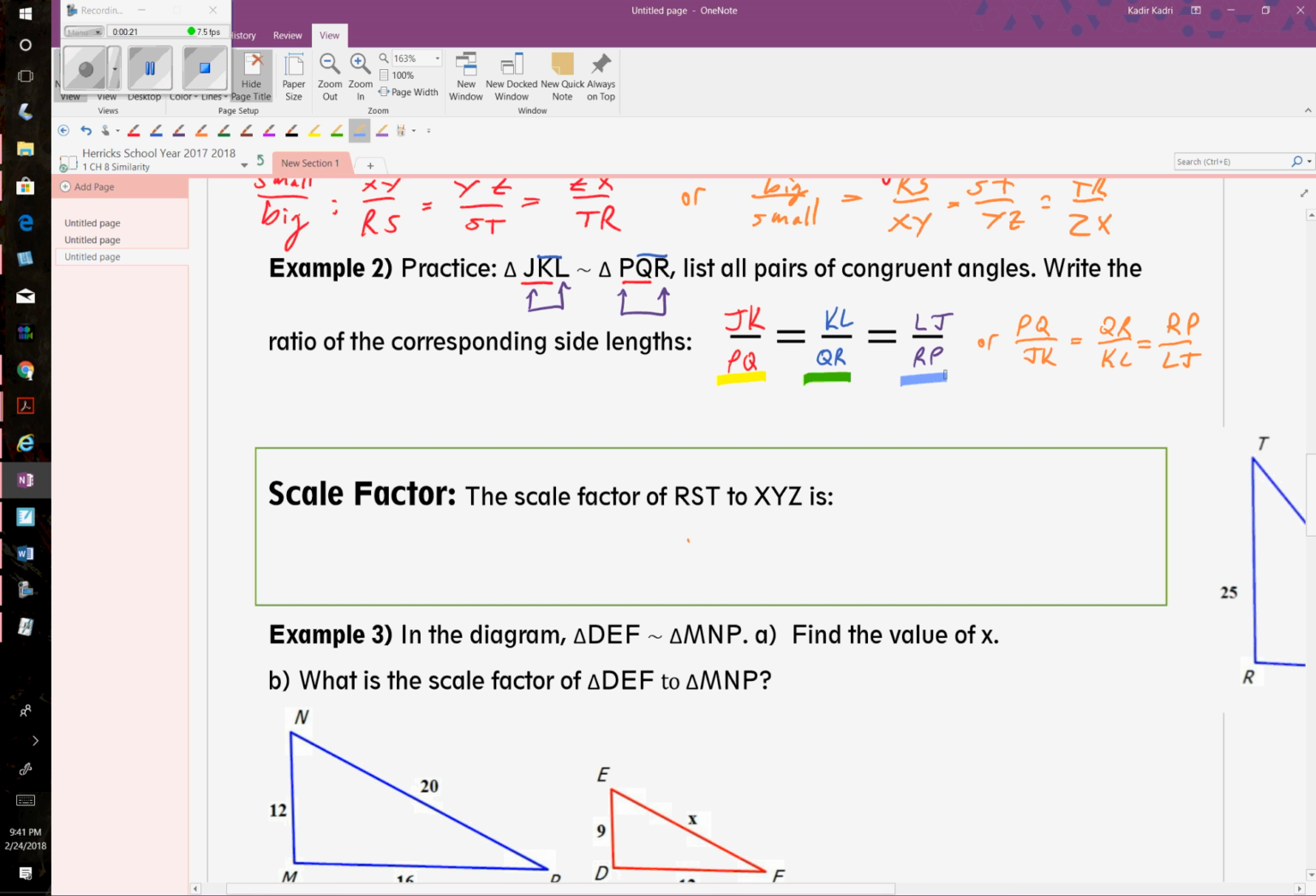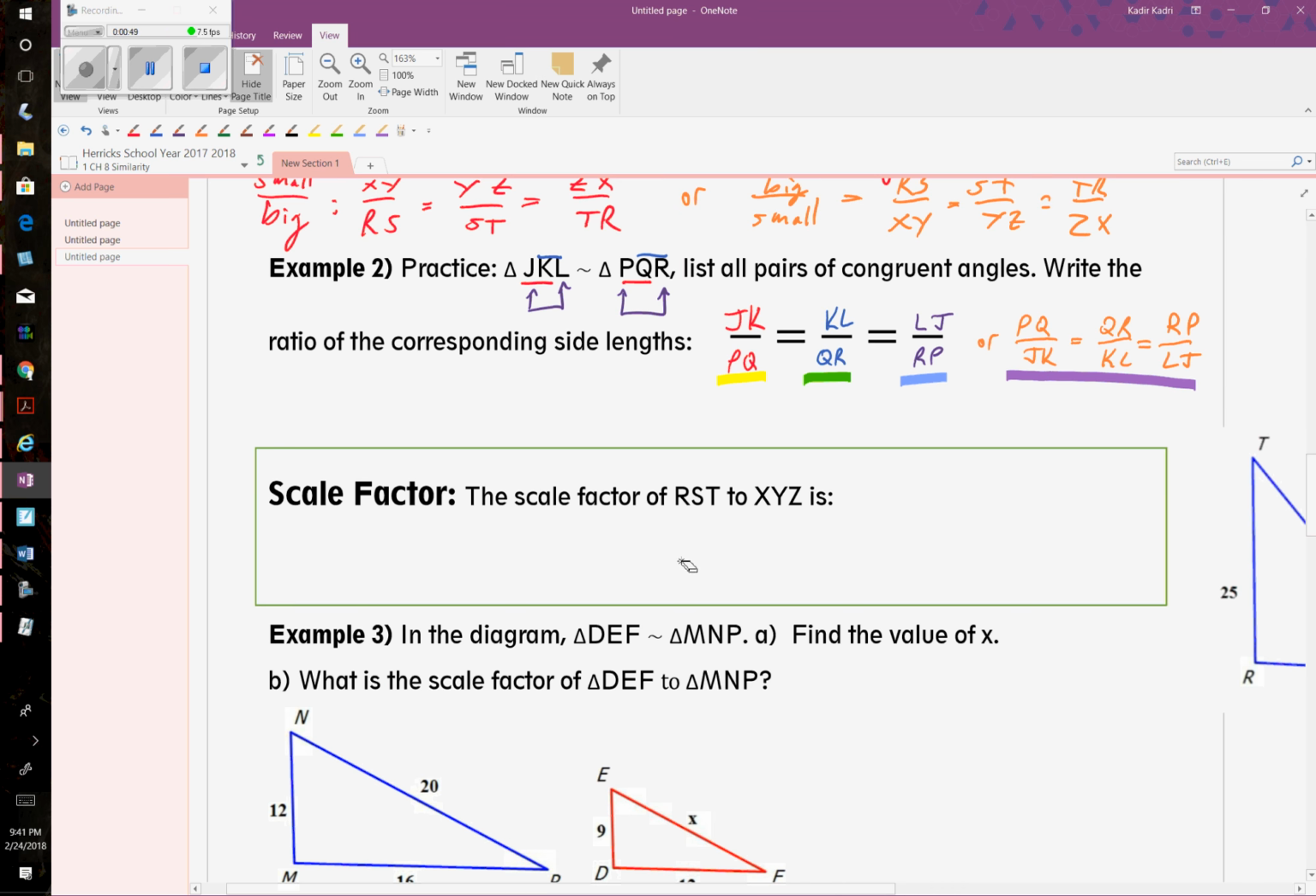And you basically use the positions where JK and PQ are the first two letters in both names, KL and QR are the second two letters, and LJ and RP are the two end letters on each end. And you could have set it up where the first triangle is on top and the second triangle is on the bottom, or vice versa. And that's where we get these sets of proportions where we get the reciprocal.